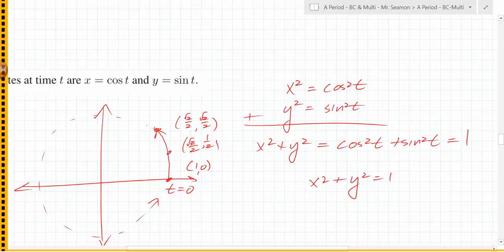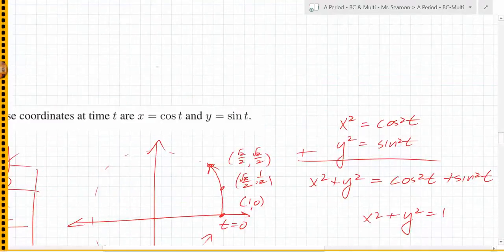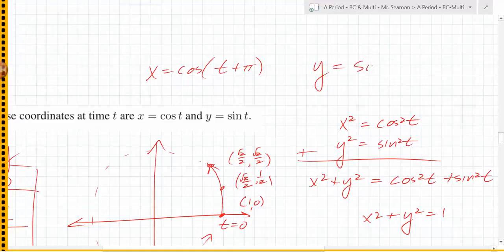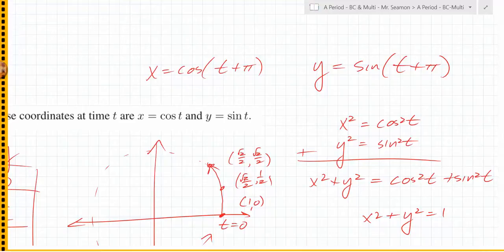Now, what did I say before? Can you travel on that circle at different speeds? But are you still in the same circle? Could you start at a different point, theoretically? Absolutely. So, for example, let's say x is equal to cosine of t plus pi, and y is equal to sine of t plus pi. Did the path change? No. Did the speed of this particle change? No. But what changed? Where it started. Yes, Brendan.